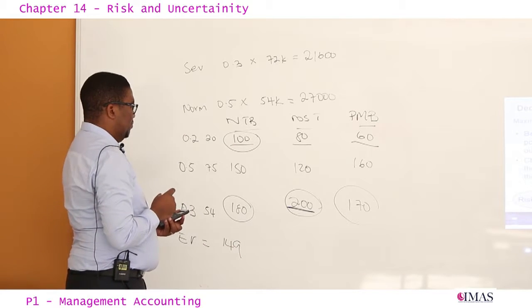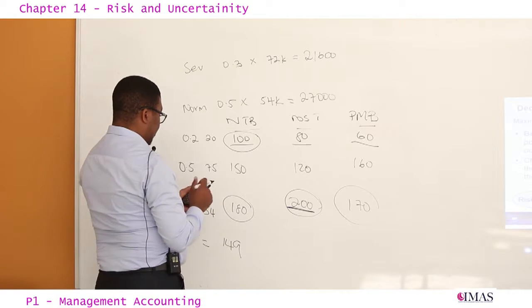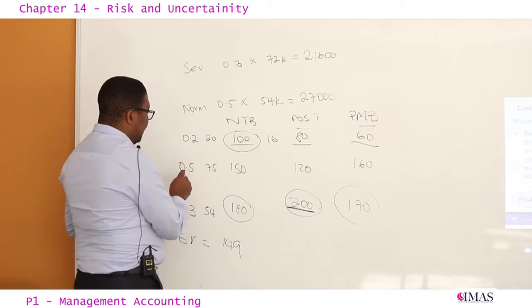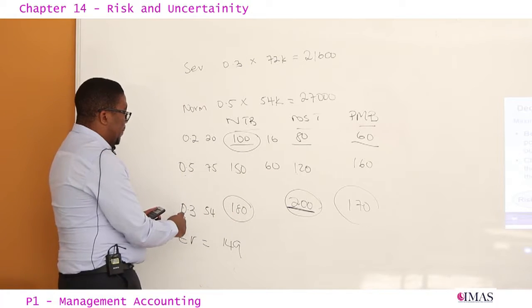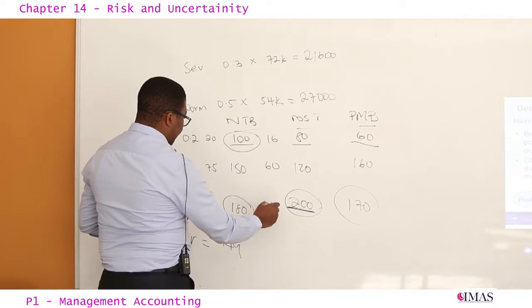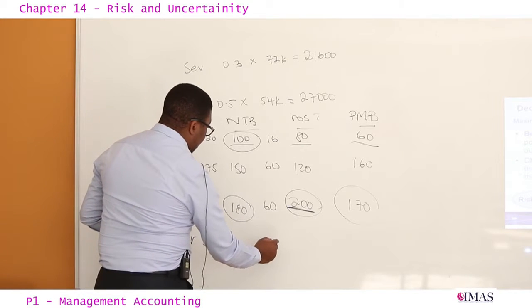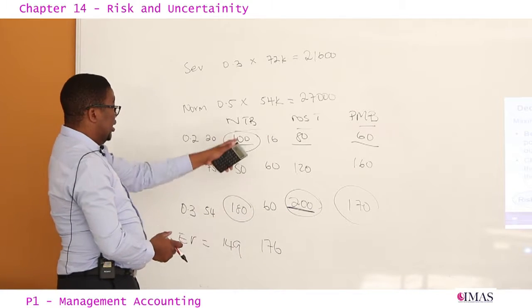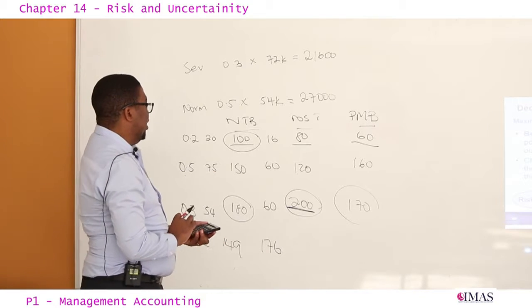Then in Nelspruit, 80 students multiplied by 20%. That is 16. Then 120 multiplied by 50% probability, that's going to be 60. 200 multiplied by 30%, how much are you going to get? It's 60. Okay? Therefore, that's 176. In Nelspruit the expected value is going to be 176 versus Witbank, which has an expected value of 149.